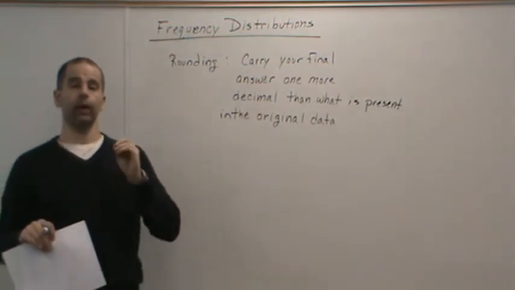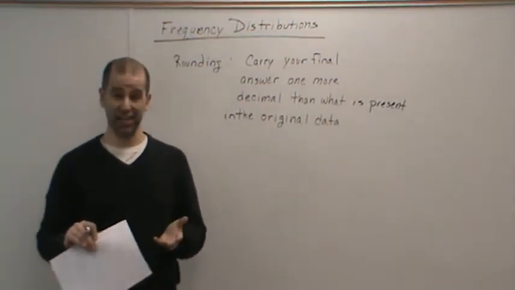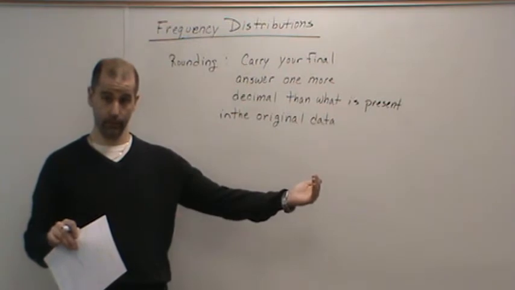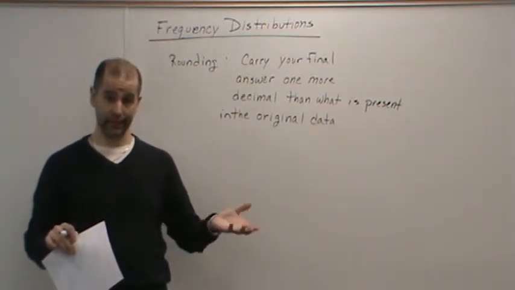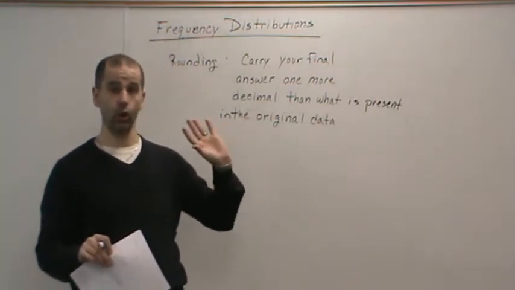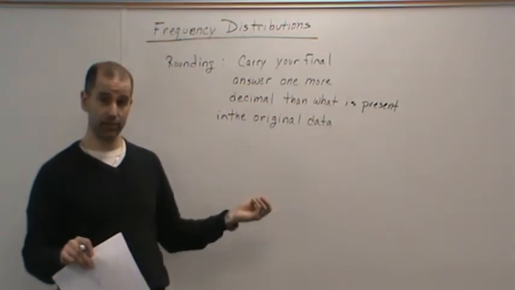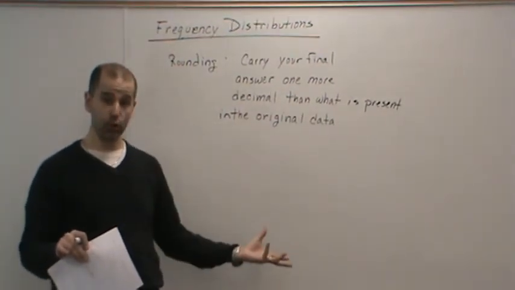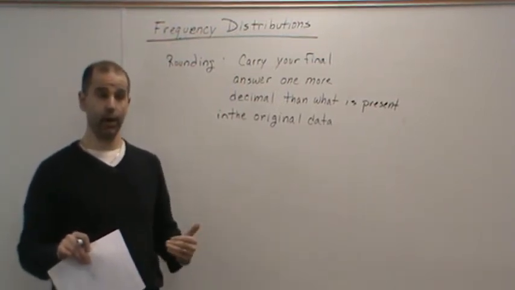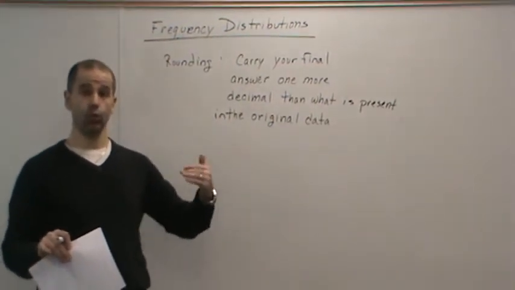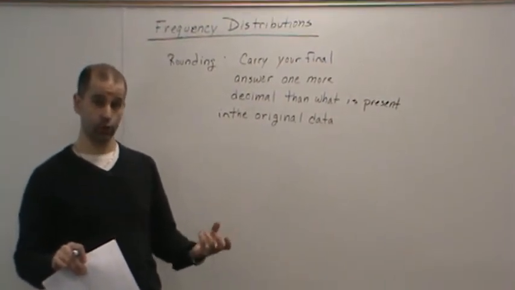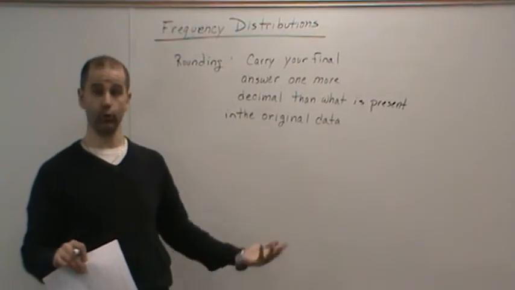make sure that whatever you're calculating, your final answer goes out one more decimal place to the right than what is present in the original data. So for example, if the original data that I'm collecting is all whole numbers, then I want my answer to whatever calculation I'm doing to go out to one decimal place, okay? If the original data goes out to one decimal place, then whatever I'm calculating, my final answer should go out to two decimal places, and so on and so forth, okay?